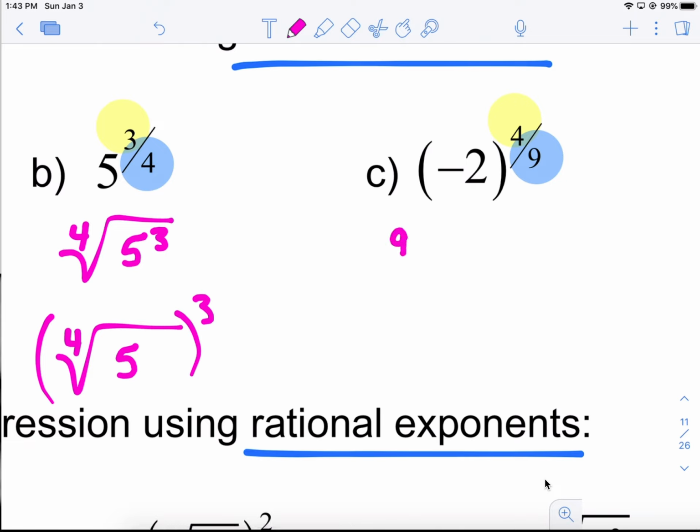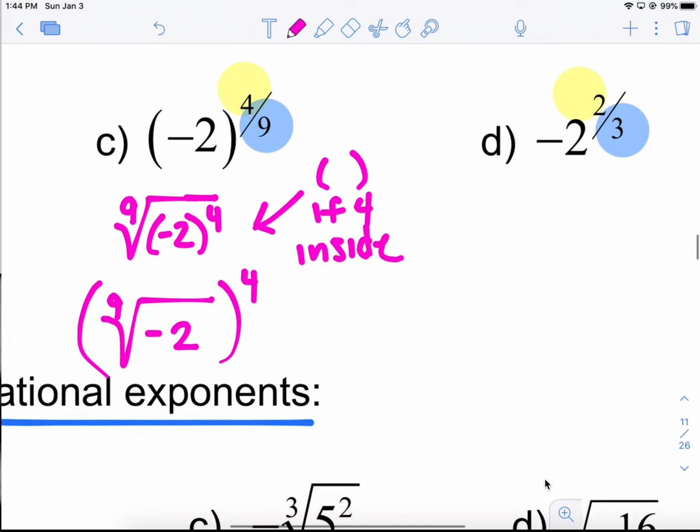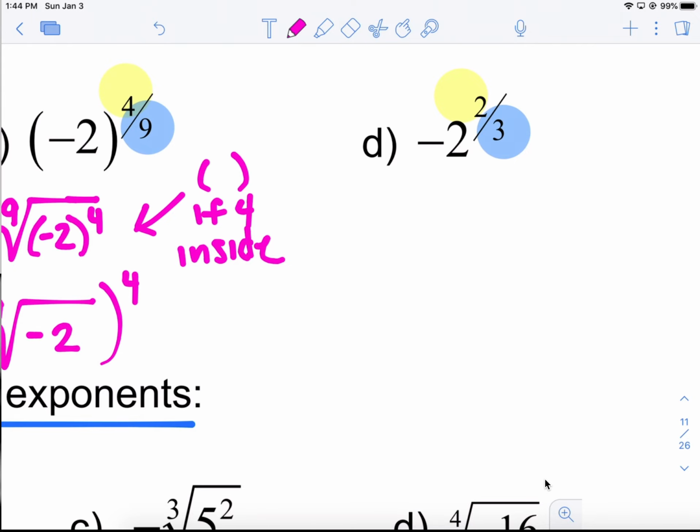All right, same thing on this one. I know that I have the 9th root, and I know that I have a -2. If I put it under the radical with the 4, then I have to keep that -2 in parentheses. Very important. However, if I leave the -2 alone and put the 4 on the outside, then I do not need parentheses. Both of these are correct answers, but this one must have parentheses if the 4 is inside. Okay.